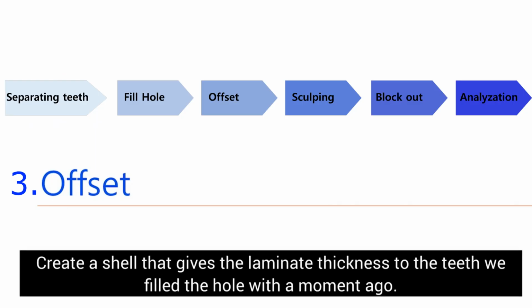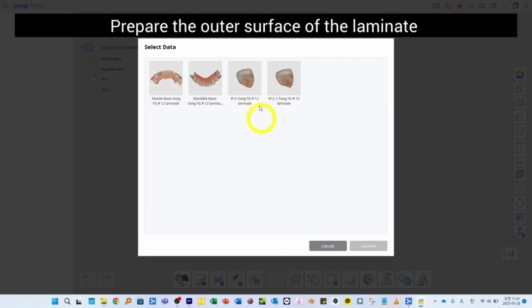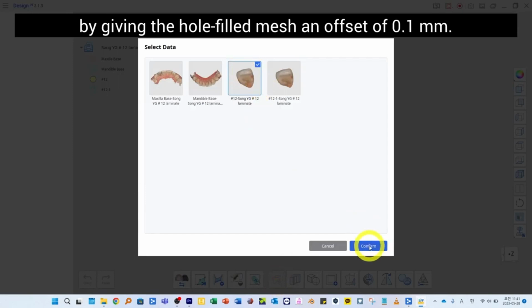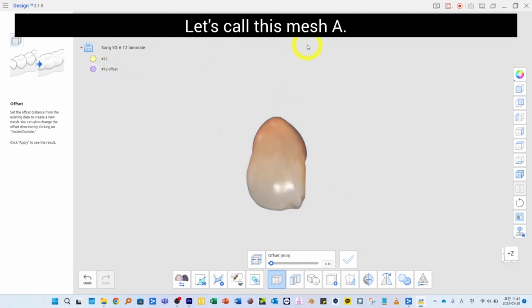Create a shell that gives the laminate thickness to the teeth we filled the hole with a moment ago. Prepare the outer surface of the laminate by giving the hole filled mesh an offset of 0.1 mm. Let's call this mesh A.